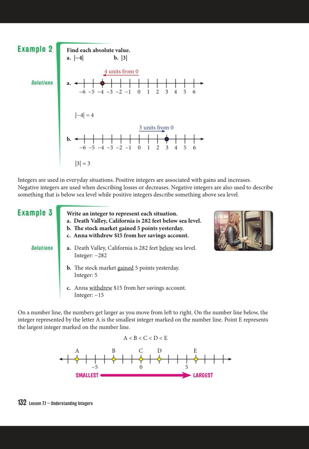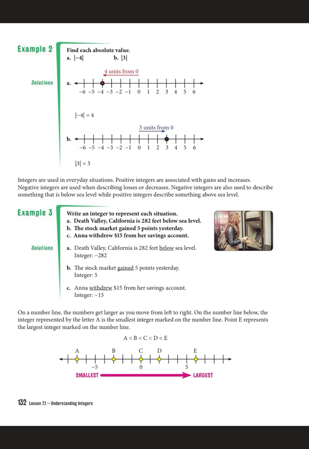So in example number 2, it says find each absolute value. So remember that the absolute value of a number is its distance from 0. So for part A, what's the absolute value of negative 4? So what is its distance from 0? That would be 4. For B, the absolute value of positive 3 is its distance from 0, which is 3.